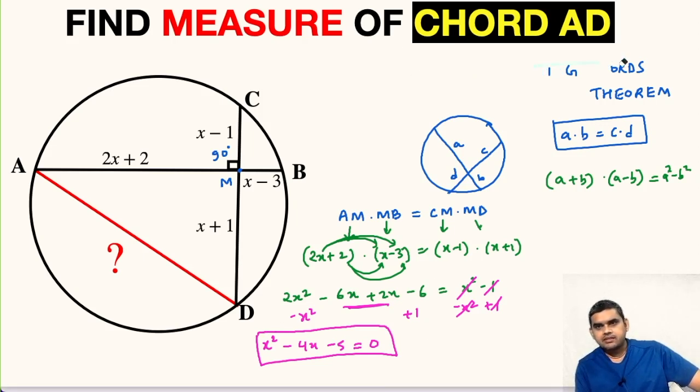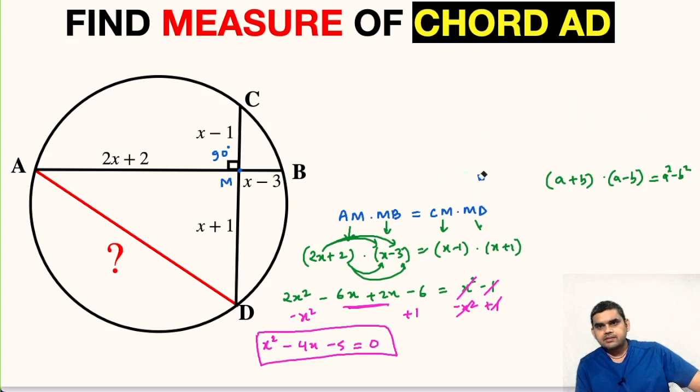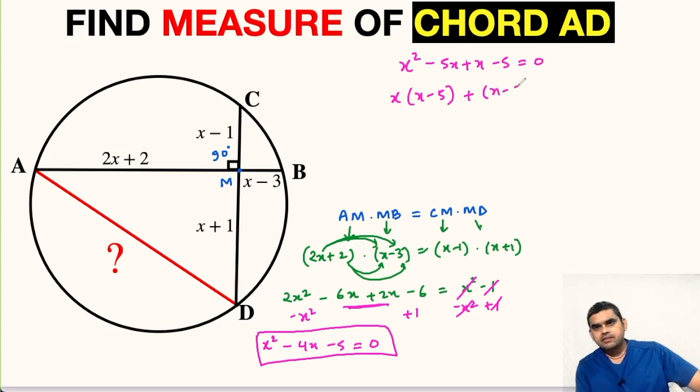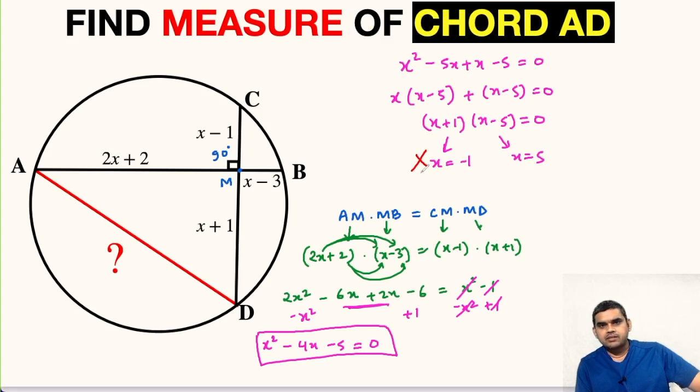Let me erase this theorem here so that we can have some space. We can write x squared minus 5x plus x minus 5 equal to 0. We can take x common: x(x minus 5) plus 1(x minus 5) equals 0. So (x plus 1)(x minus 5) equals 0. This gives us x equals minus 1 and x equal to 5. We will reject this value because if x is negative 1, then this length will be negative 2 and this length will be 0. So we have to reject this value. So here we get x equal to 5.